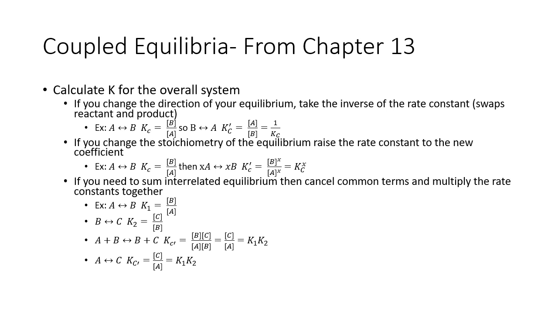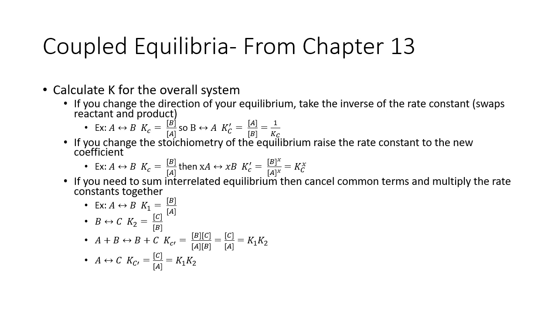So if you calculate the K for the overall system, and you've got more than one equilibria, if you change the direction of your equilibrium, take the inverse of the equilibrium constant, because it's swapping reactants and products. So you swap the positions of those things in your equilibrium expression. If you change the stoichiometry of the equilibrium, raise the constant to the new coefficient. So if I multiply A in equilibrium with B times X, then I would say B to the X over A to the X, which means that Kc is to the X.